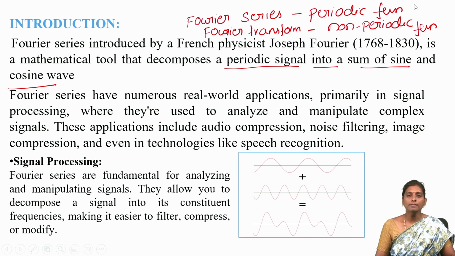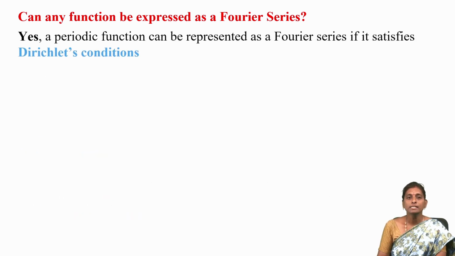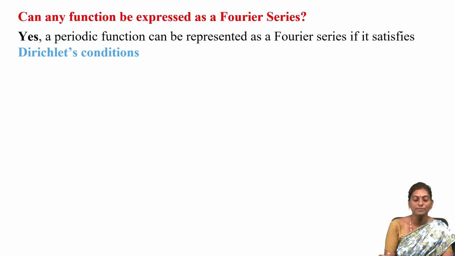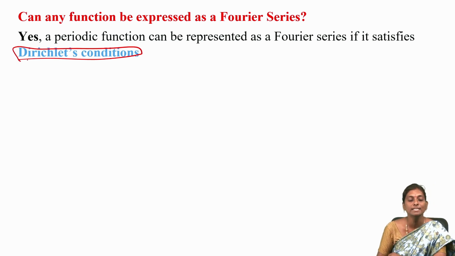Next, I ask one question. Can any function be expressed as a Fourier series? Is it possible for every function to be decomposed into a sum of sine and cosine waves? Yes, if it is a periodic function, it can be represented as a Fourier series if it satisfies the Dirichlet conditions. If the function satisfies the Dirichlet conditions, you can express it as a sum of sine and cosine waves. Now let us discuss what the Dirichlet conditions are.